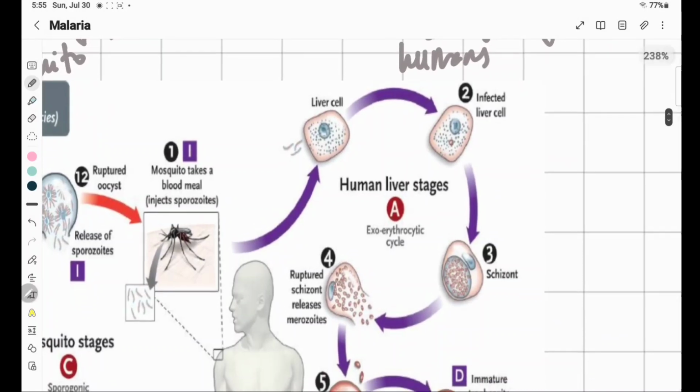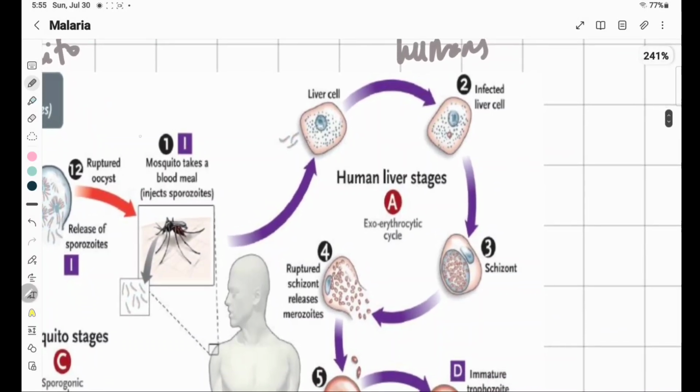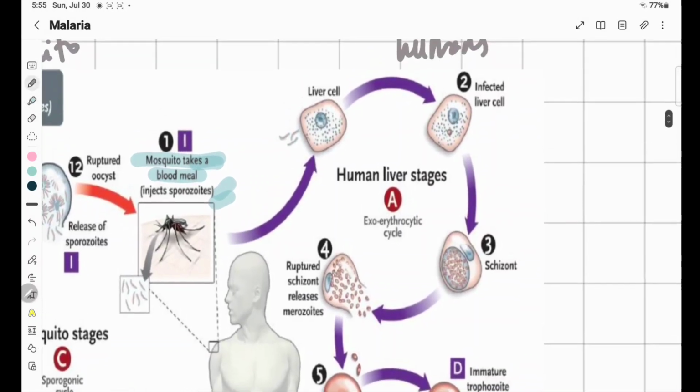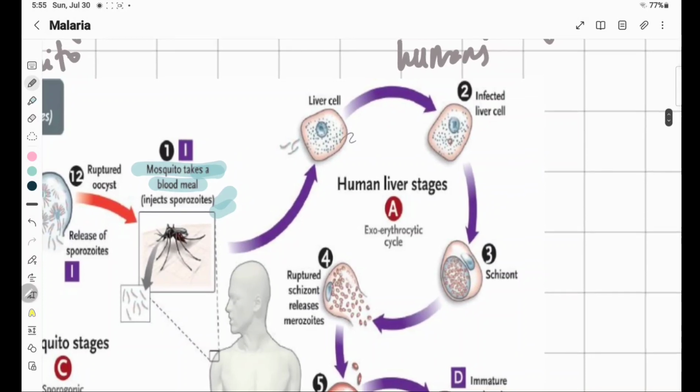Now what is going to happen is that a mosquito right here is going to take a blood meal, and this is going to inject sporozoites. How these sporozoites are formed, I'm going to tell you when we talk about the mosquito stage. These sporozoites then travel to the liver cells, where the blood is detoxified. That's how it reaches the liver.